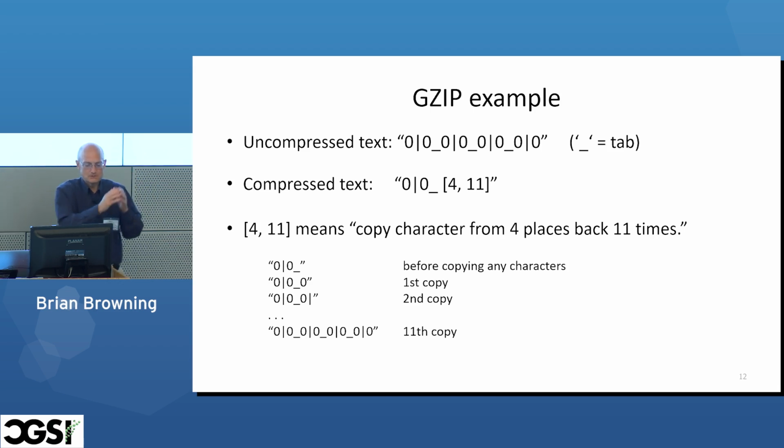First you copy the 0 pipe 0 pipe, and then you get this code that says start copying stuff that came before. So you go back 4 characters, you get the initial character 0, and you copy that. Now that you've copied it, your leading edge has advanced by 1, so when you go back 4 characters, it's also shifted 1 to the right. You copy the pipe. Then you copy the next 0, and you do that 11 times, and voila, you get back what you started with.